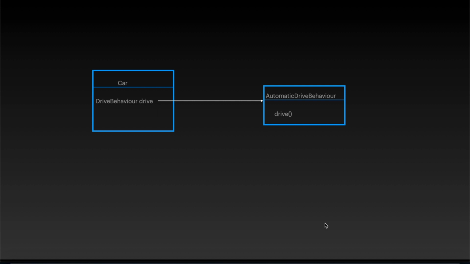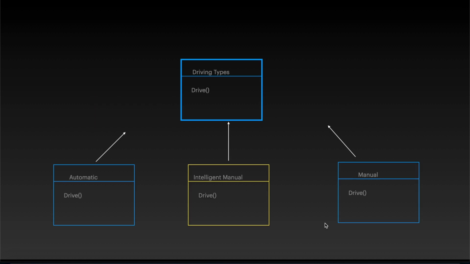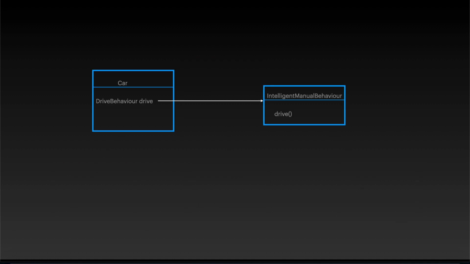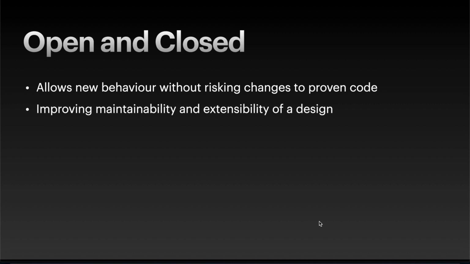With this new design, we just need to implement our intelligent manual class and then we should feel free to use it with any car as we need to, even if the car was written before the intelligent manual class was implemented. So with a simple technique, we found that we can implement any number of drive behaviors and we can add them without altering the existing code. This is one of the many techniques for allowing a design to adhere to the open close principle.